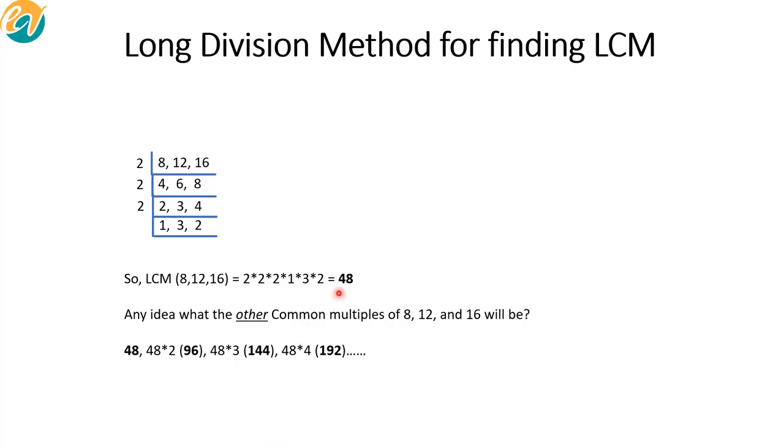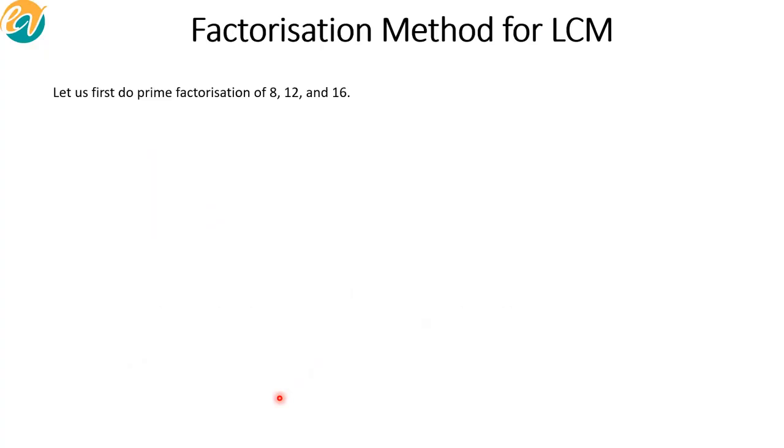In other words, as far as the common multiples of 8, 12, and 16 go, they will repeat with a cyclicity of 48, right? Cyclicity of 48: 48, 48 into 2, 48 into 3, 48 into 4. So this cycle will keep getting repeated. Okay, this is another method to find out the LCM, which is through the factorization method.